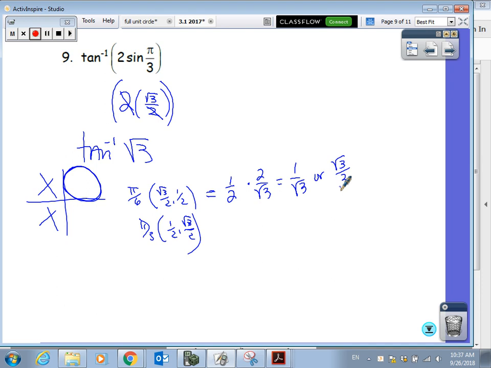But we need a root 3. That does not match, so that's not the answer, so it's probably this one, but we want to make sure. Root 3 over 2 times the reciprocal of x, 2 over 1. 2's cancel. We get root 3. So at pi over 3, y divided by x equals root 3. So therefore, pi over 3 is your answer.